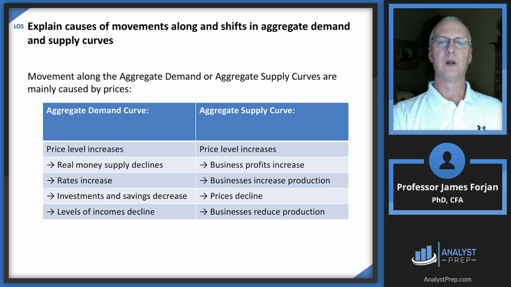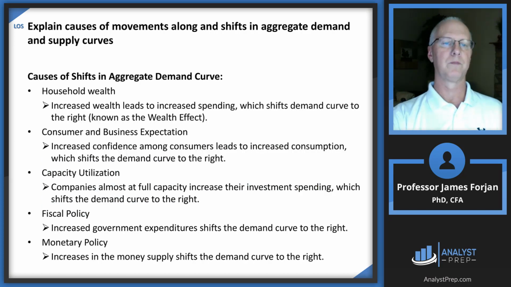Now, what about movements along and shifts in aggregate demand and supply? So here's a good table for you to memorize for the aggregate demand and aggregate supply curves. As the price level increases, then on the aggregate demand curve, real money supply declines, the interest rates increase, investments and savings decrease, and the level of incomes declines. For the aggregate supply, as the price level increases, business profits increase, and they increase production. Maybe prices decline, and businesses reduce production. And so that's kind of a cycle there for both of those.